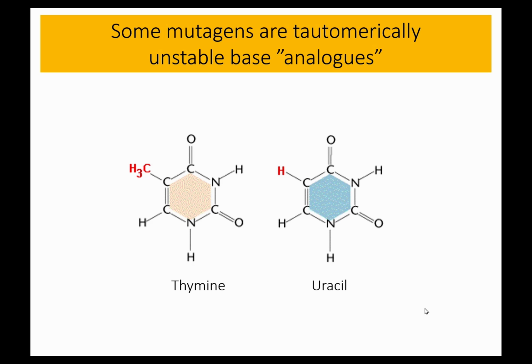Speaking of these tautomers, there's also something else that can tautomerize, and those are mutagens. Some mutagens are tautomerically unstable base analogs. So this is what this means. This is just an example, uracil and thymine. Uracil, this is the structure. The only difference between uracil and thymine is this group here, methyl versus the hydrogen, and that distinguishes the uracil from the thymine. Uracil is in RNA, thymine is in DNA.